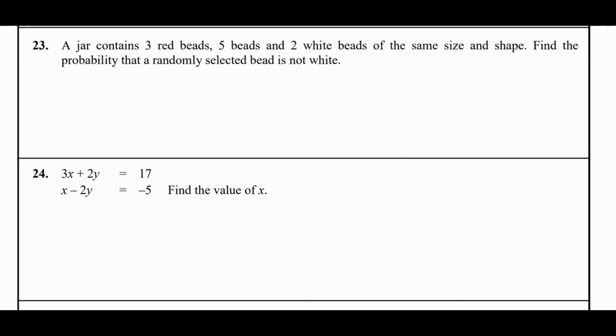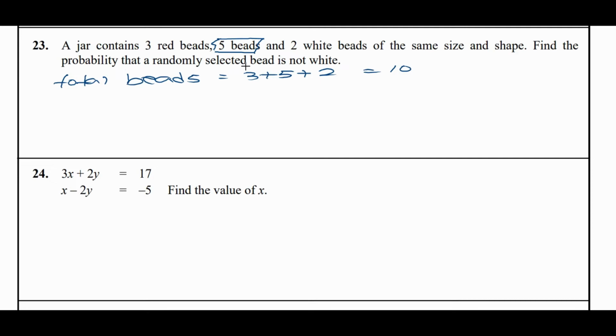A jar contains 3 red beads, 5 beads and 2 white beads of the same size and shape. Find the probability that a randomly selected bead is not white. Here is a little bit of a problem. We have not been given the color of those 5 beads, but we are asking for the probability that a randomly selected bead is not white. Then we can find the total beads. Total beads should equal 3 plus 5 plus 2. That means 10 beads in total.